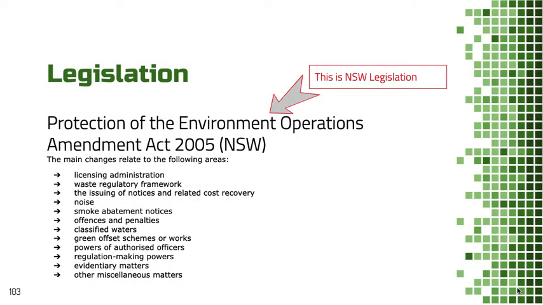Now there is another bit of legislation, the Protection of the Environment Operations Amendment Act 2005. This is also New South Wales legislation, and it was just tightening up a few different things in the previous legislation, so it's just an amendment. It covers things like issuing notices, noise, smoke, some classification around the different water areas that exist, so tablelands, lakes, beaches, streams, rivers, etc. It covers things like the authorised officers and what powers they have, and other random little bits and pieces, or what we call miscellaneous matters. Okay.